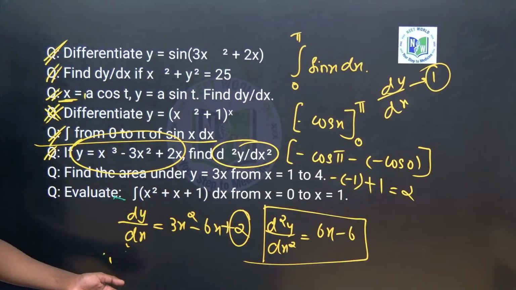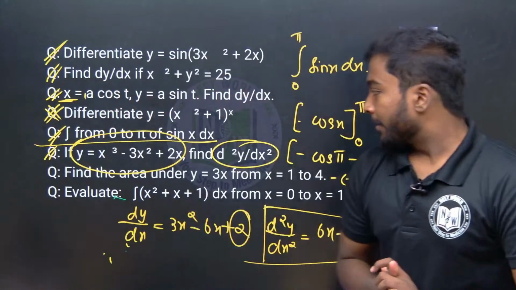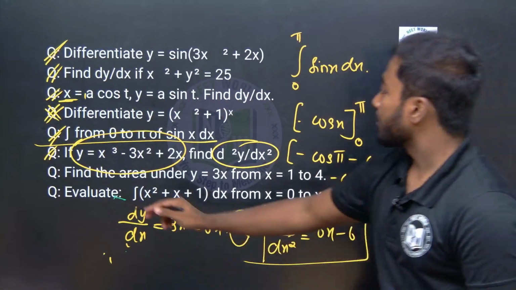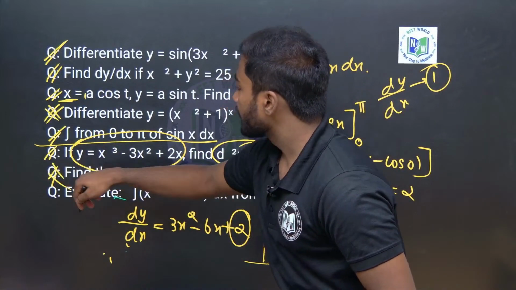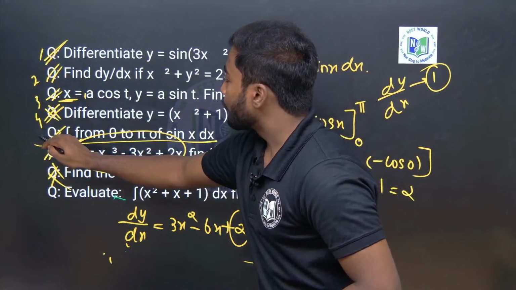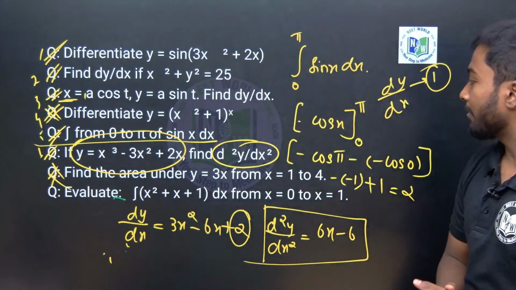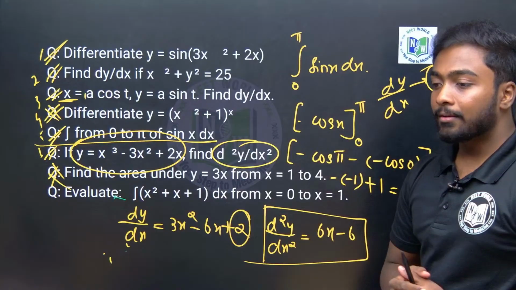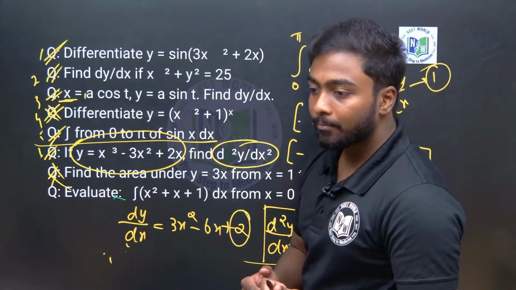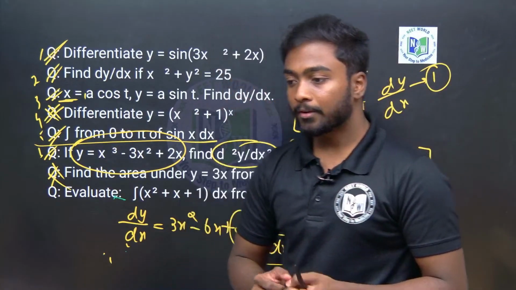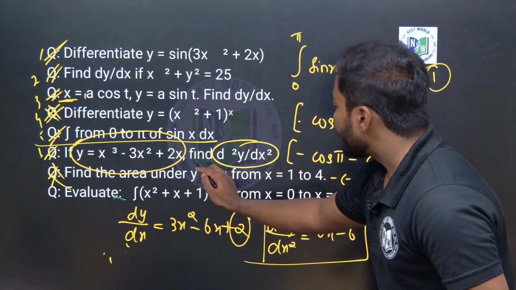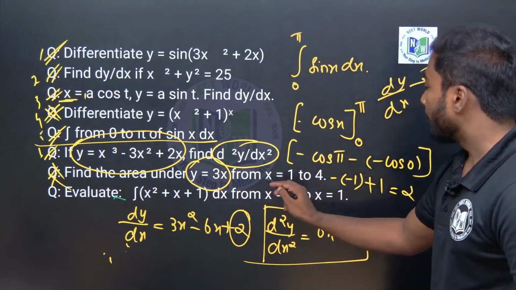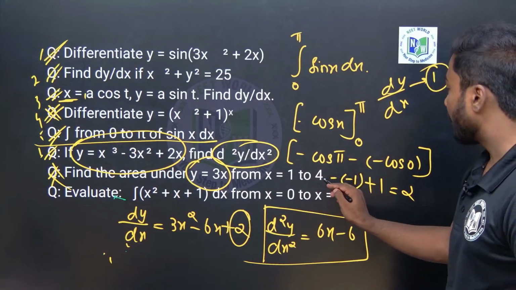Understood? Take the seventh question. I told you, whenever the area is asked, I need to find the integration. For example, they have given that y is equal to 3x from x equals 1 to x equals 4.